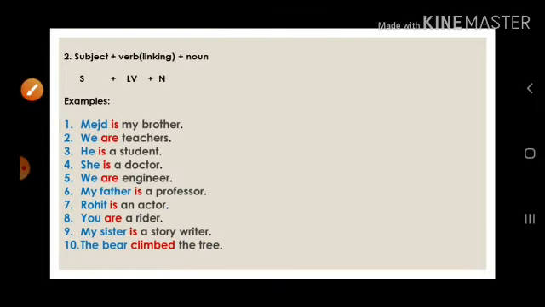We will move to our next slide. Subject plus linking verb plus noun. هذا الثاني هو subject الاسم زائدا linking verb زائدا النون الاسم النون.